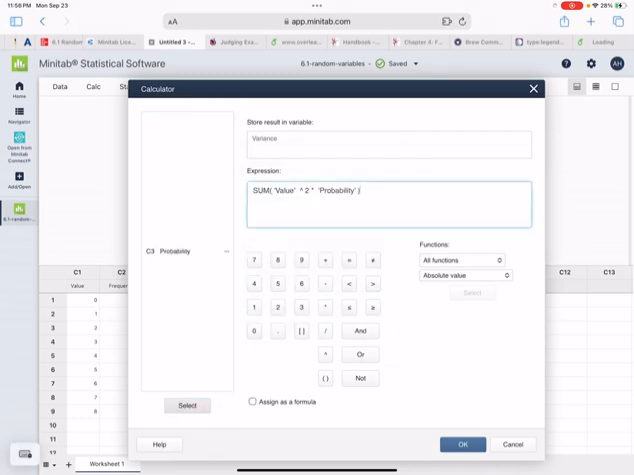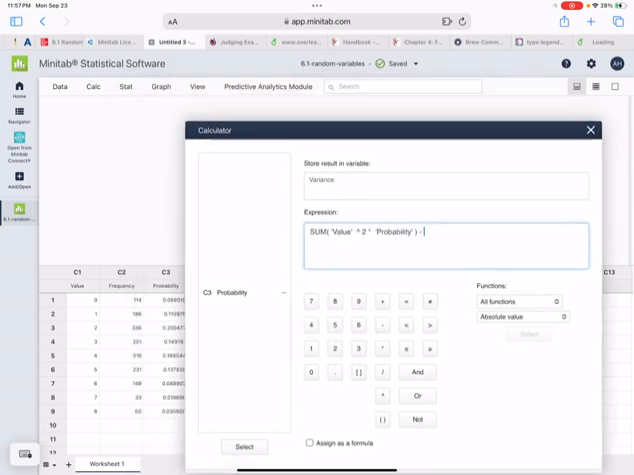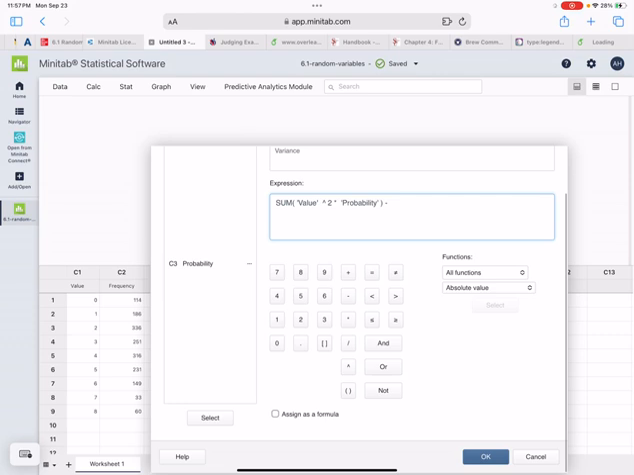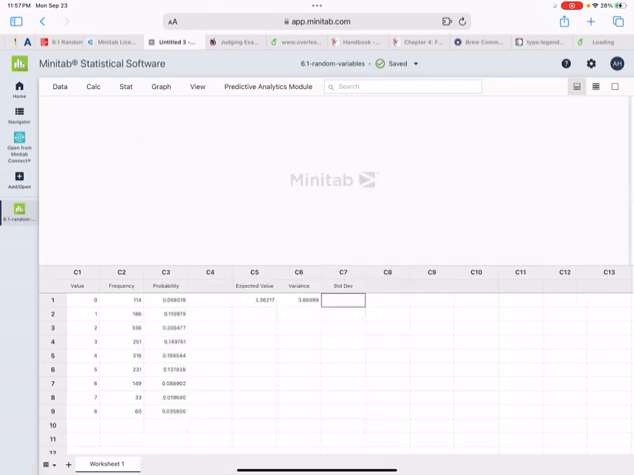And then we have to do minus the mean squared. Now, what do we say the mean was? I think 3.36. So I'm just going to do 3.36 squared. Let's see if that gives it to us. Yes, so that's the variance. Okay. And so the standard deviation is just going to be the square root of that.